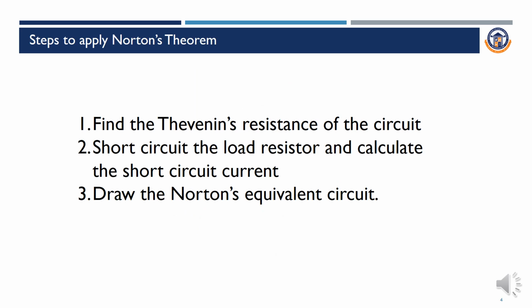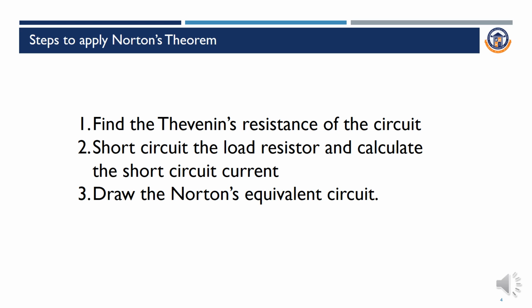Next is how to find the short circuit current or Norton's current, and how to find the Thevenin's resistor. These are the steps to apply the Norton's theorem. First step is we have to find the Thevenin's resistance of the circuit. That is, Thevenin's resistance is nothing but RTH. RTH is equal to RN for both Thevenin's theorem and Norton's theorem. The same procedure will be followed here also to find the RTH.